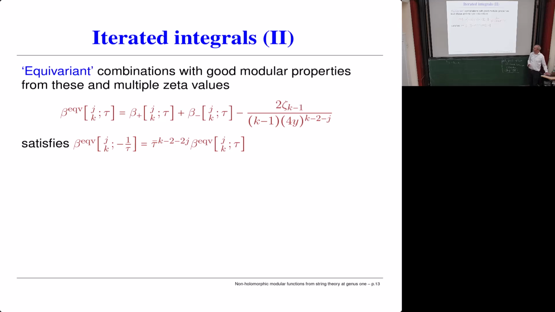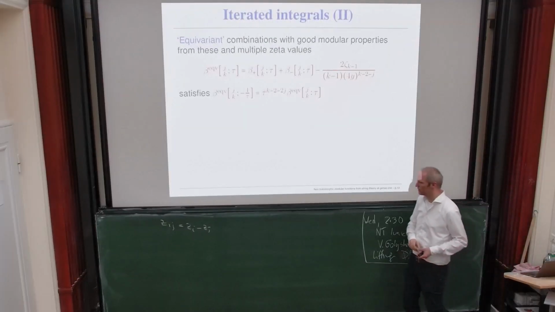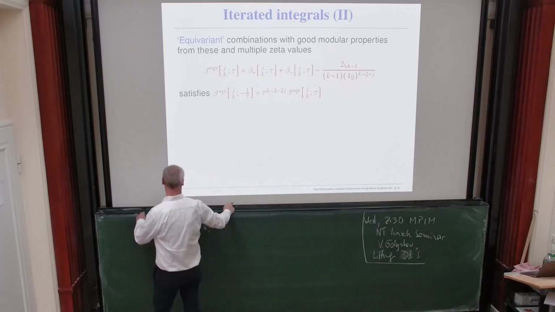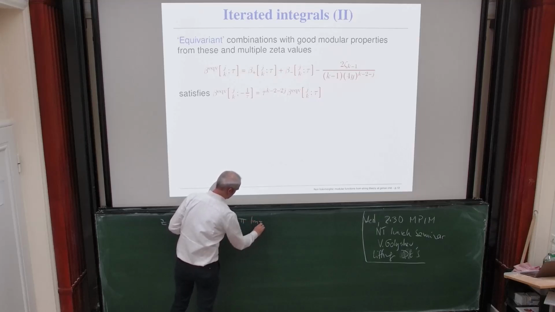So here's a combination of the two. I call them equivariant, by slight abuse of notation. These are things with good modular properties. They are obtained by combining them, and you also have to throw in some multiple zeta values. The simplest example is what I would call modular depth 1. You just take beta plus, beta minus, corrected a bit with an odd zeta number and a certain dependence on y. Probably y was on another slide and I didn't show it for long enough, so I can also write it here. y is just pi times the imaginary part of tau.